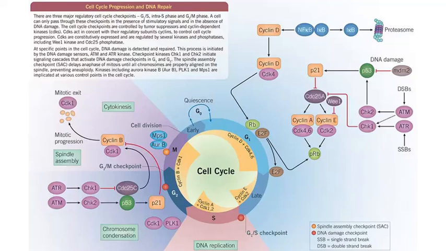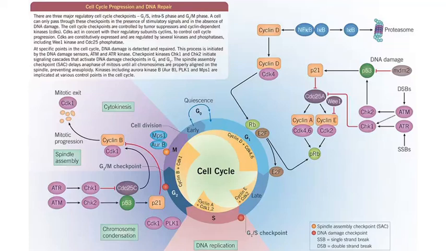There's a main checkpoint at the end of G1, often called the restriction point. If conditions aren't right, like if DNA is damaged, the cell will pause and try to repair the issue. If it can't be fixed, the cell may undergo apoptosis or programmed cell death to prevent damaged cells from dividing. There are also checkpoints during G2 and M phases to ensure everything is in order before the cell divides.